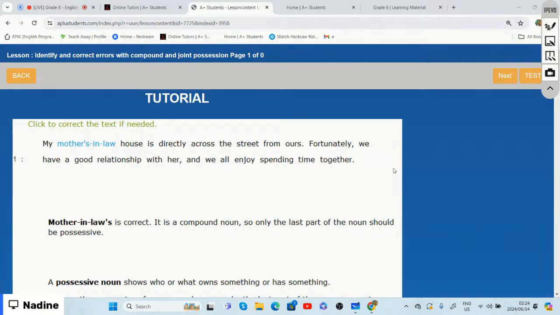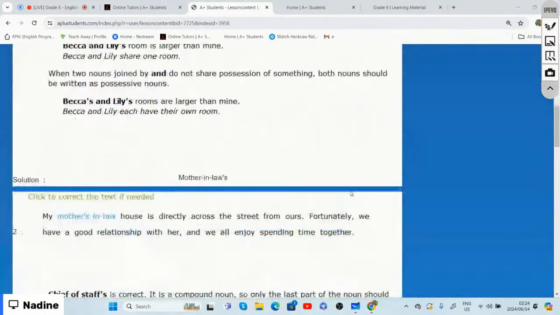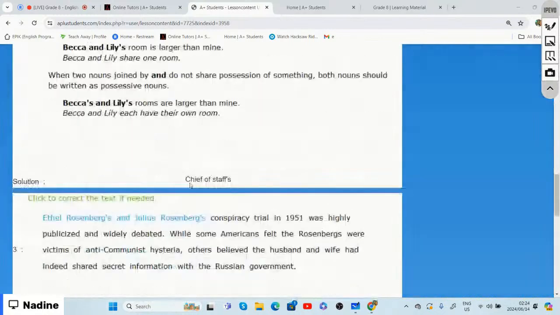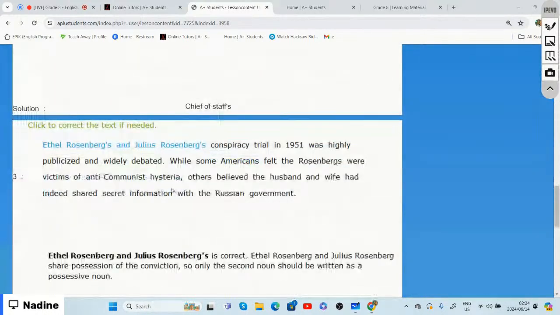All right. And if we look at the next one, we already did that one. It says Ethel Rosenberg's and Julius Rosenberg's conspiracy trial in 1951 was highly publicized and widely debated. While some Americans felt the Rosenbergs were victims of anti-communist hysteria, others believed the husband and wife had indeed shared secret information with the Russian government.